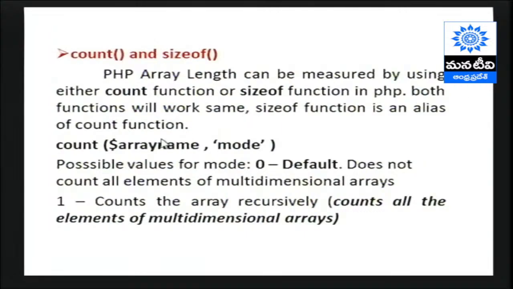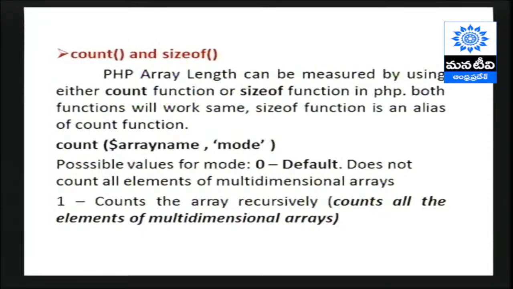is an associative array or multidimensional array. Whereas, if you want to know the exact number of elements that are present, even if it is a multidimensional array, for that we have to use the mode, where by giving the mode as 1, it counts all the elements that are present in the array, in case of the associative array. If we give the value as default, that is 0 or otherwise nothing, it gives the number of elements.